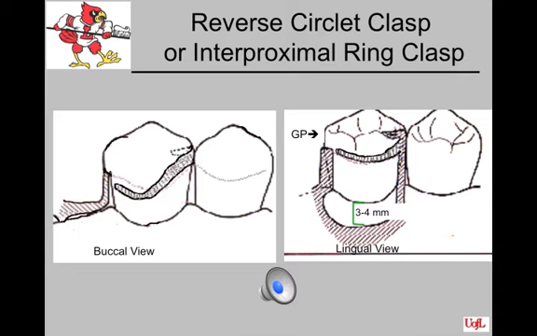The partial dips 3 to 4 millimeters below the marginal gingiva, and the lingual bar at that point must be a minimum of 5 millimeters in width in order to provide strength for the prosthesis. If there's insufficient room, we plate the tooth at the survey line.